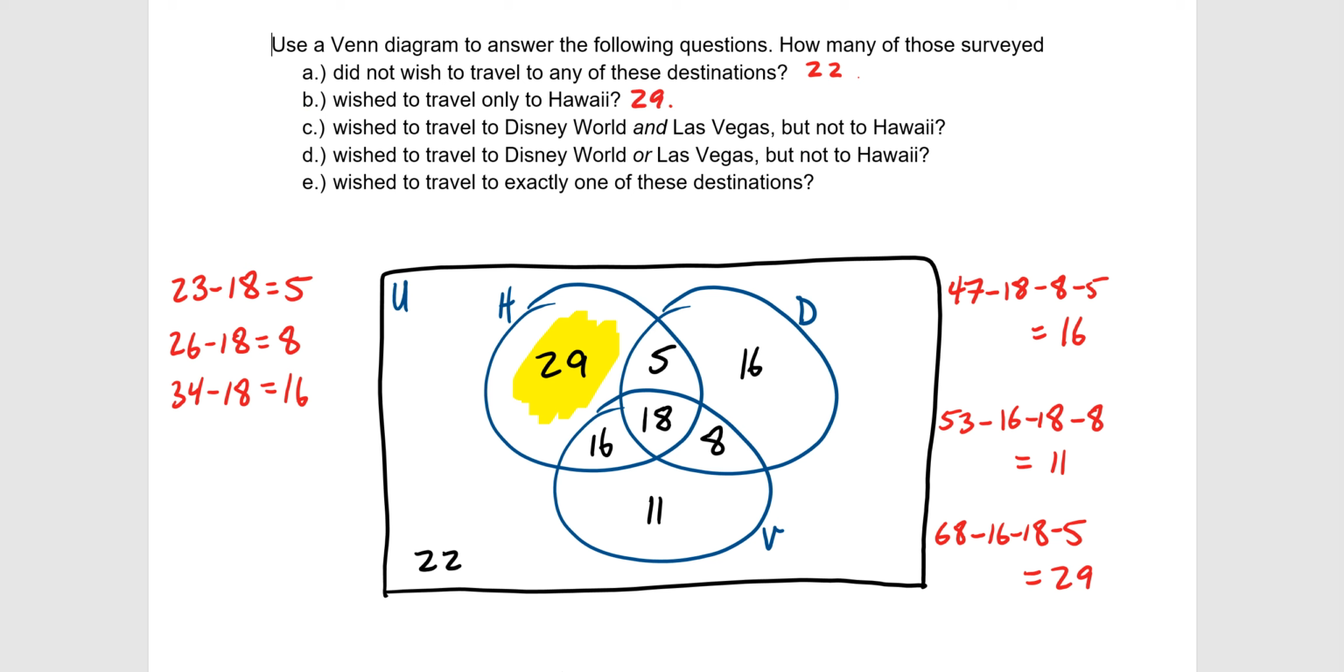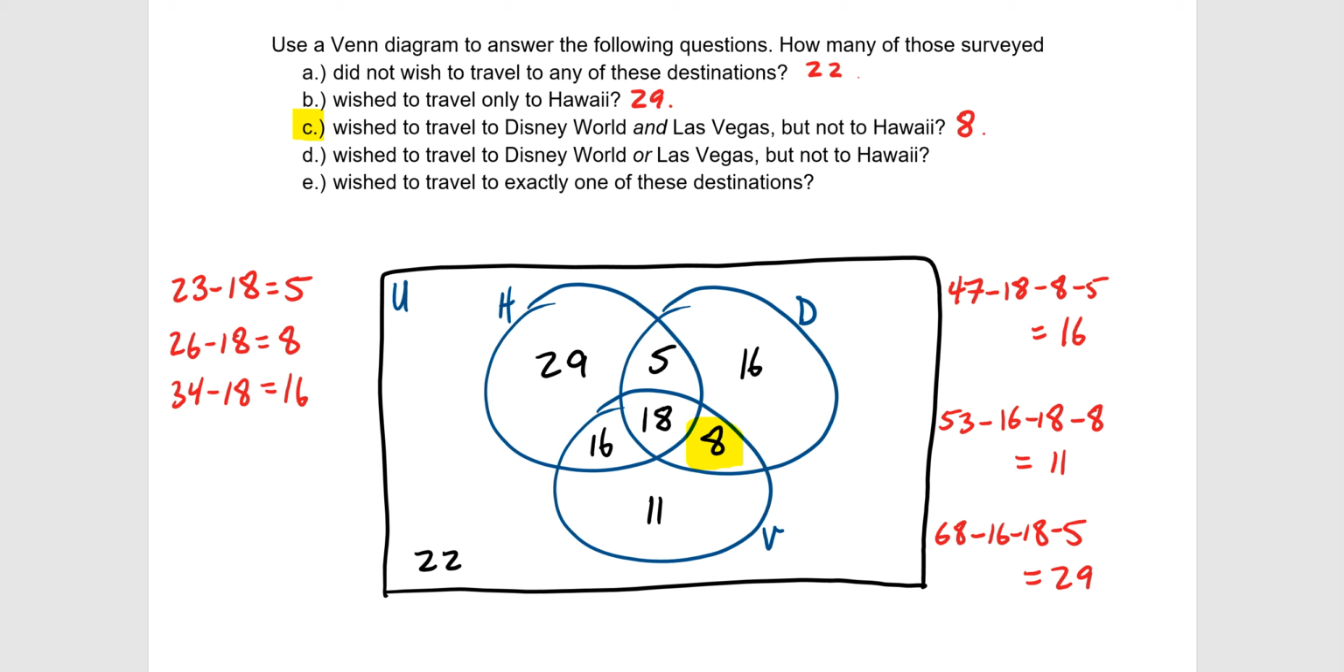Question C, we have how many wish to travel to Disney and Las Vegas, but not Hawaii. So here is Disney and Las Vegas, right where they intersect. But since it says not Hawaii, that means it can't be the 18 because the Hawaii circle is part of that. So that means it is just right here. This is where Disney overlaps with Vegas, but Hawaii does not overlap. So that is going to be 8.